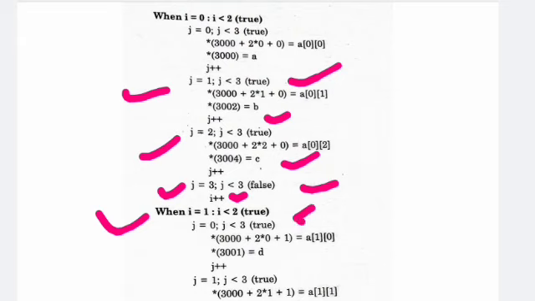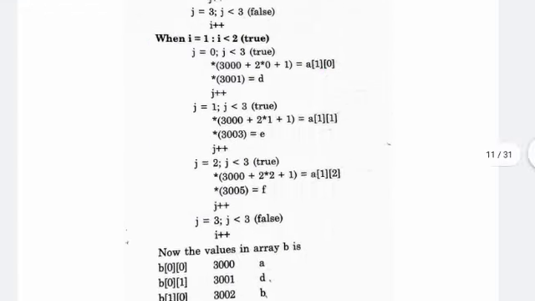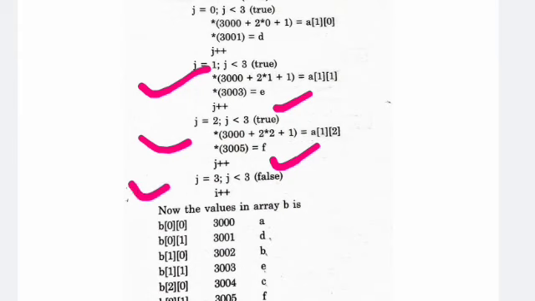So the condition is true. Then here J equal to 0, and after putting the value, this pointer 1001 is going to be equal to D. Now after putting and initializing all the values like this, we get J equal to 1, then we get E, and J equal to 2, then we get here address 3005 is pointing to F. Now if J equal to 3, then the for loop is going to be terminated and I is going to be incremented.